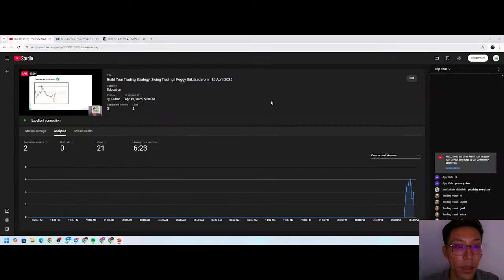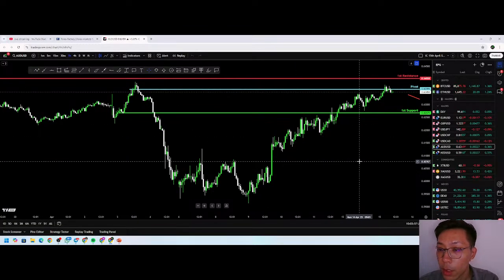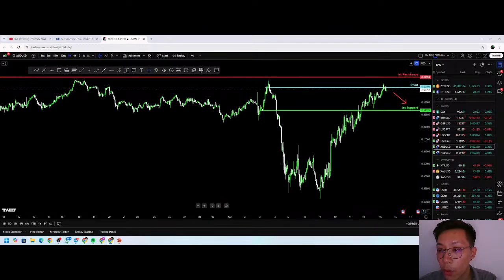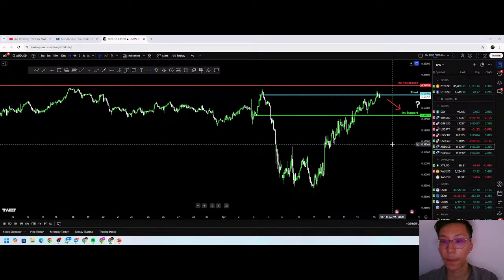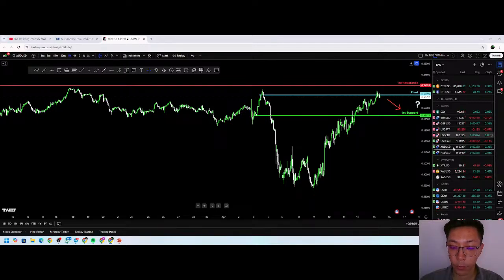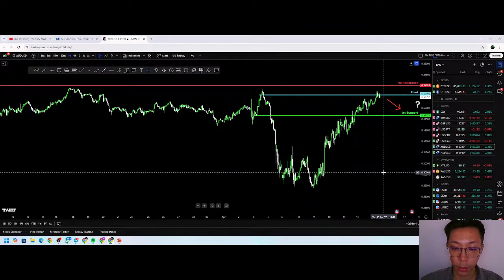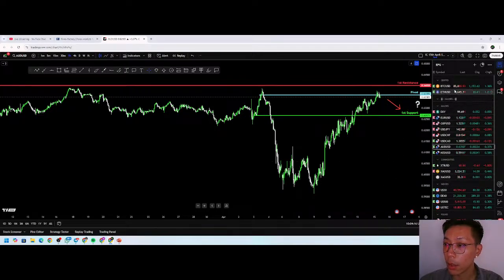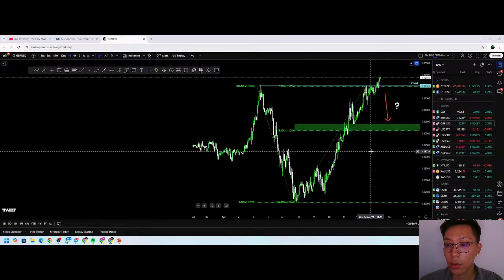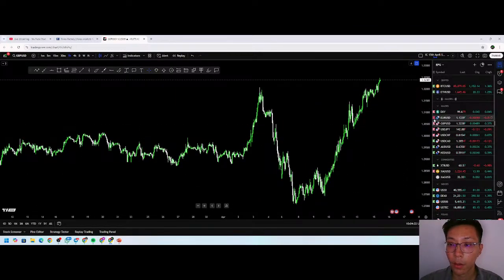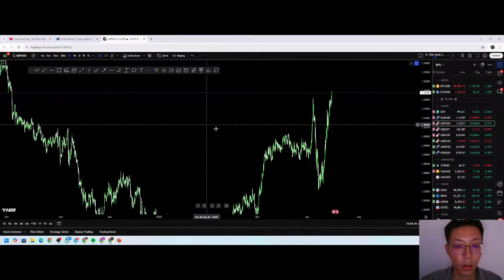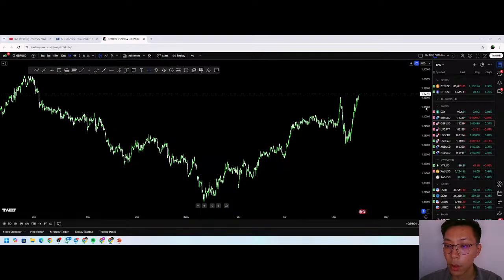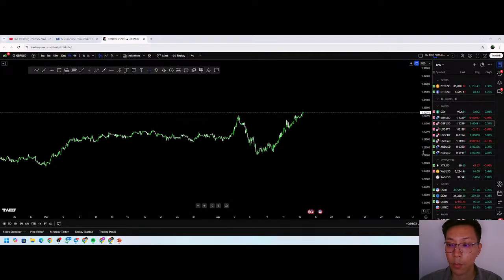Okay, so let me show you guys an example. Let's put it into practice. Let me show you guys what I would do for a swing trading strategy. Let's use GBP USD. Wow, GBP USD is actually recovering pretty well. Okay, so let me show you guys an example.